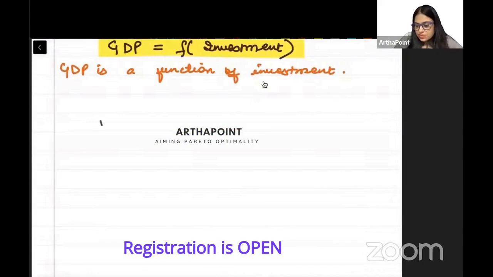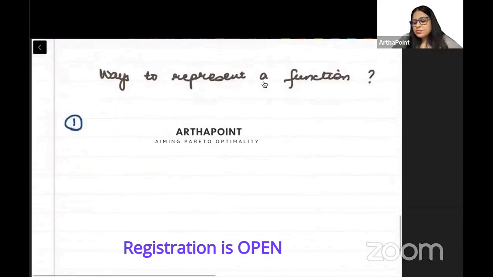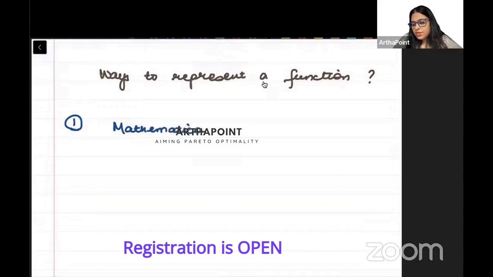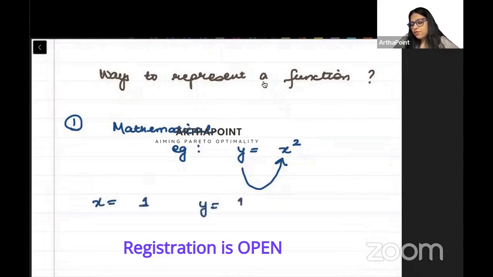What are the ways to represent any function? हम function को कैसे कैसे represent कर सकते हैं? Right, beta? So the first method to represent any function is the mathematical method. जैसे if I say y is equal to x square, so y is dependent on the value of x. y x के value पर dependent है. You give some value of x, you will get some value of y.